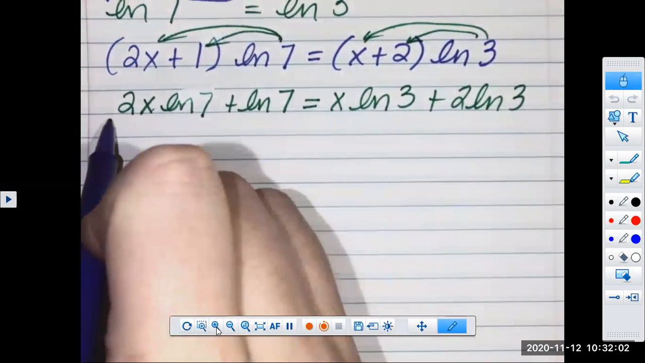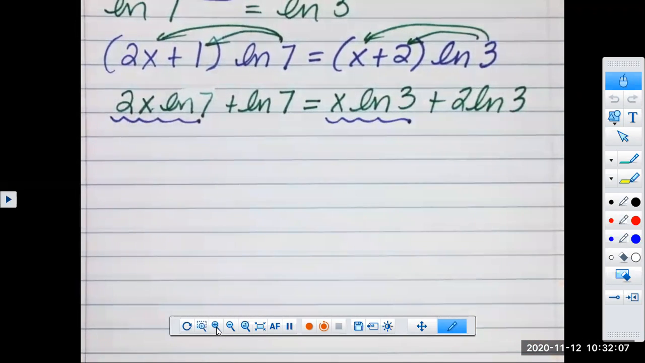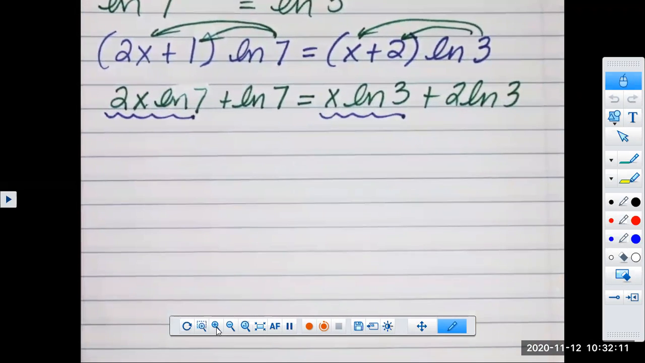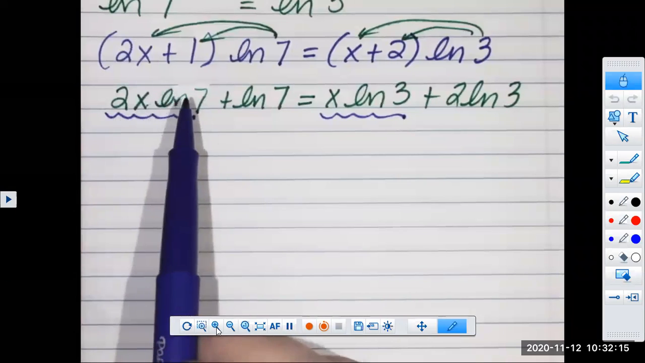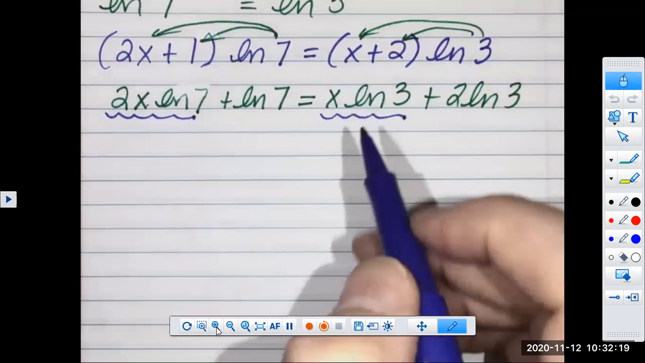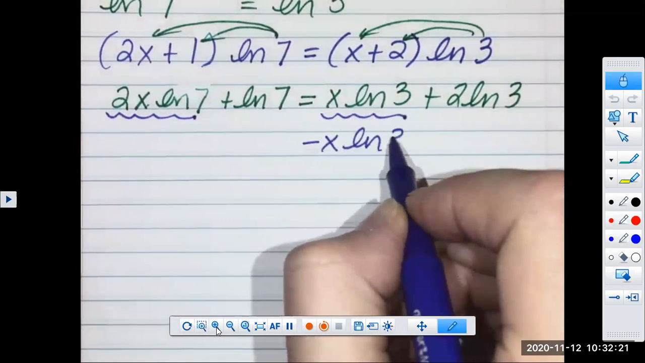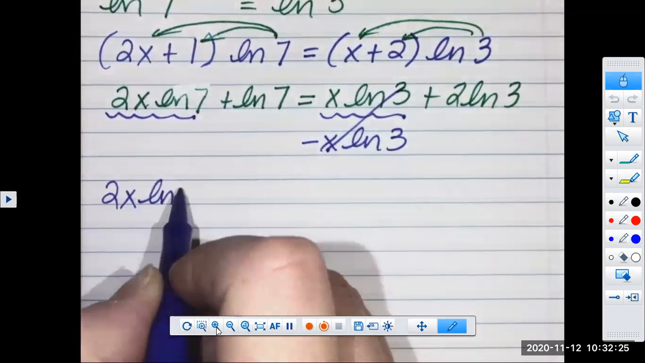You've got your x term here, and you have an x term on that side that you have to get together. And so it really doesn't matter which way you go. You could subtract 2x ln 7 and move it to the right side or vice versa. I'm going to subtract x ln 3 and move it to the left side.